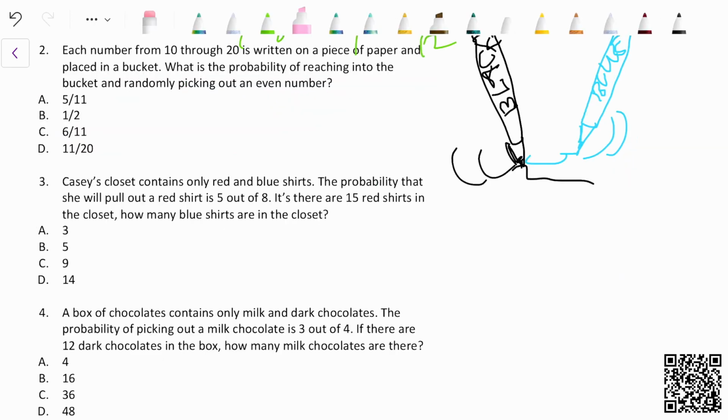Alright, so moving on to the next question. Each number from 10 through 20 is written on a piece of paper and placed in a bucket. What is the probability of reaching into the bucket and randomly picking out an even number? So this one is kind of tricky and you have to be careful on it. As we see, it's asking us 10 through 20.